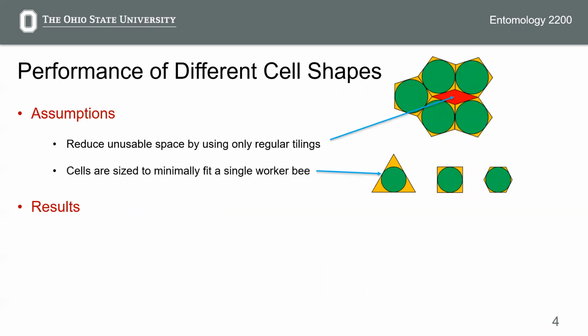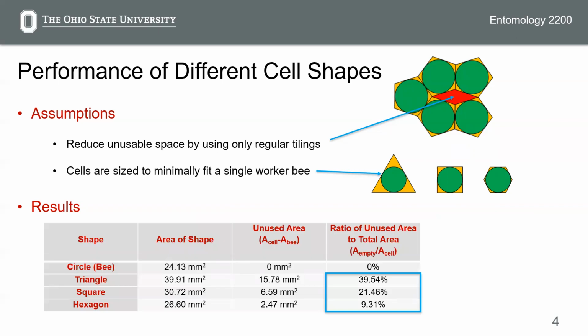Now, on to actually evaluating the performance of the different cell shapes, I assumed that I would be using regular tilings, like I said on the last slide. The reason for this is in the picture on the right here, where, for example, say I used pentagons and we'd be left with the voids between the cells that couldn't be used. And my second assumption was that the cells would be form-fitting to the bees, creating a minimal amount of unused space possible. And the results were pretty clear that the hexagons were the best, with only around 9% of the cell being unused, whereas the values for the triangle and square cells were much higher.